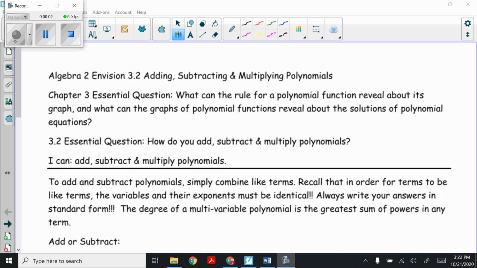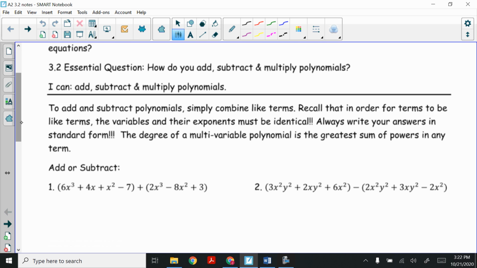All right, today in Algebra 2, we're going to look at section 3.2, the first day of it, adding, subtracting, and multiplying polynomials. Our essential question: how do you add, subtract, and multiply polynomials? So after today, we should be able to add, subtract, and multiply polynomials. Okay, so we're going to start out adding and subtracting polynomials.